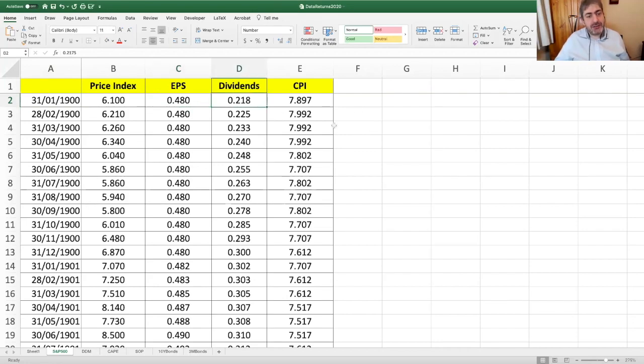Dividend per share, you get 21 cents or 22 cents for every share of the index that you have. And this is the CPI, okay?